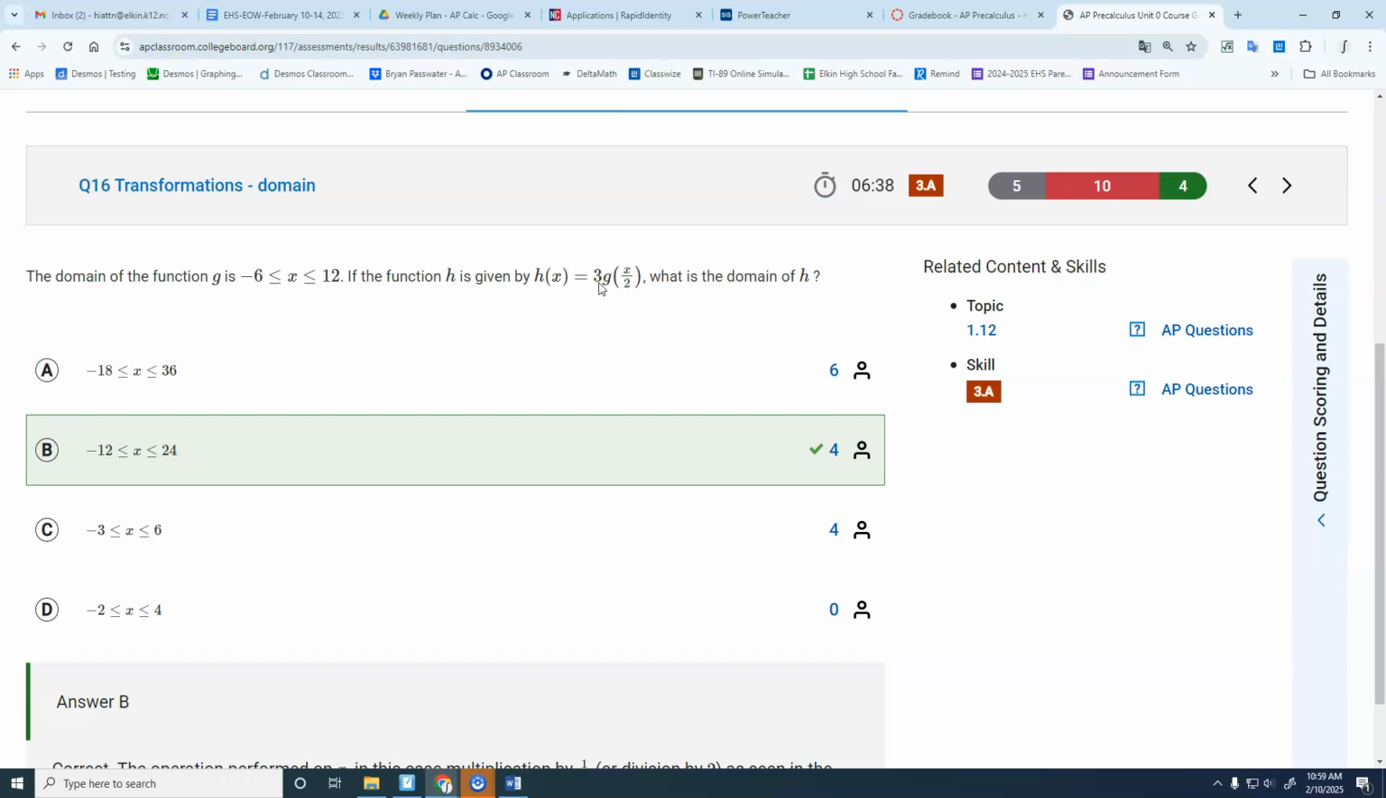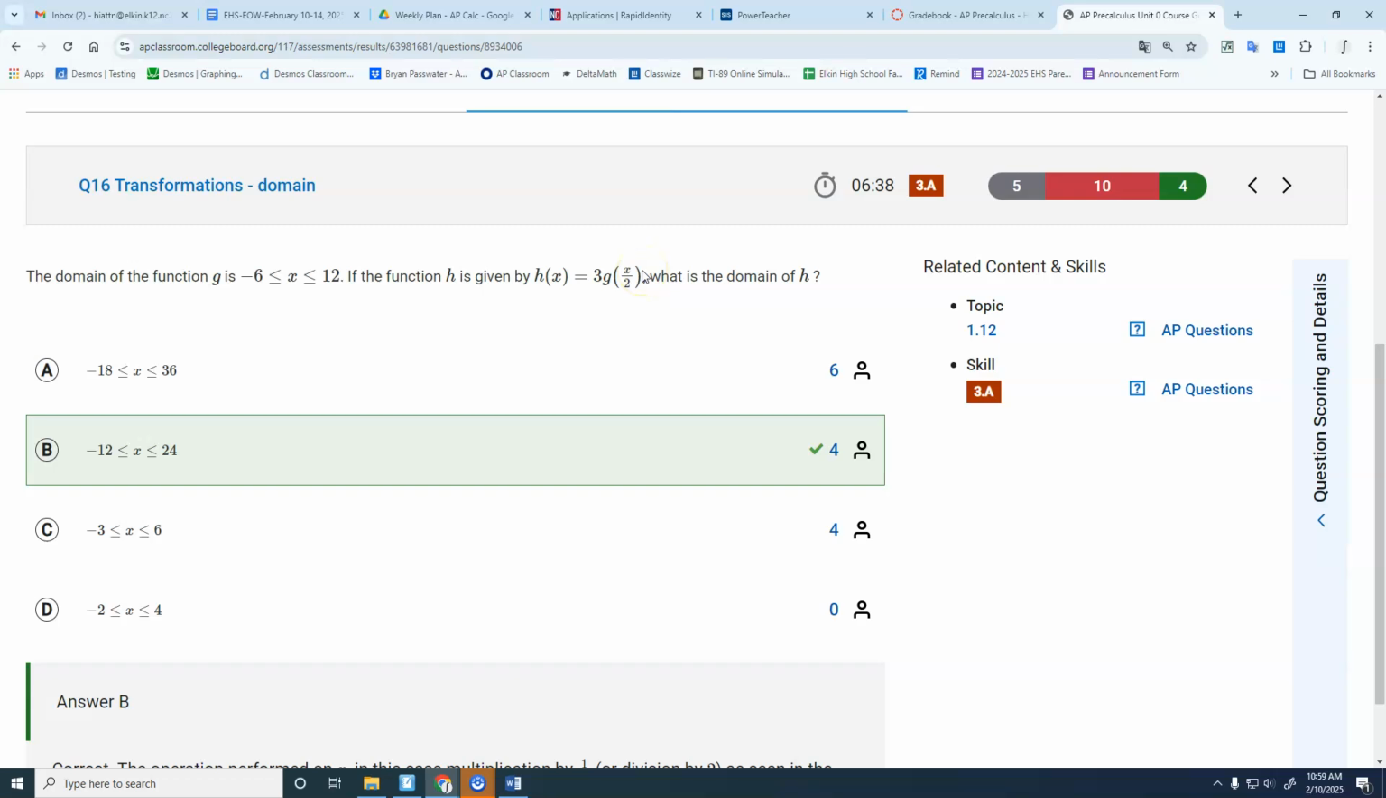Okay, what do you think, Connor? Vertical dilation by a factor of 3. It stretches it up by a factor of 3. Does that affect the x values? That affects y values. So that 3 actually does not do anything to our function, really. The g of x over 2, this is where the x values are going to be affected.